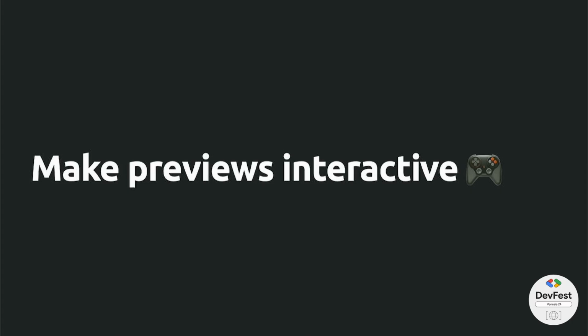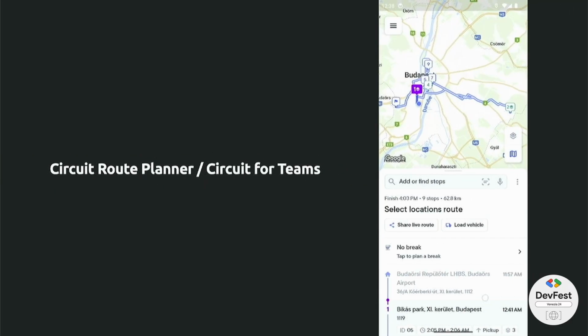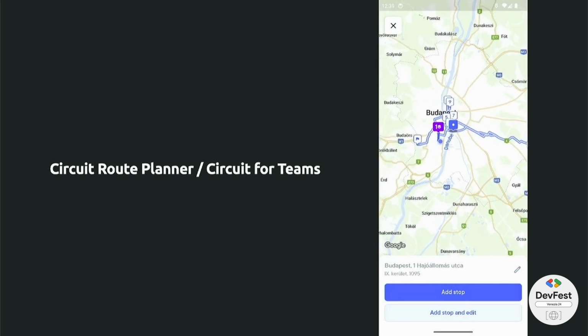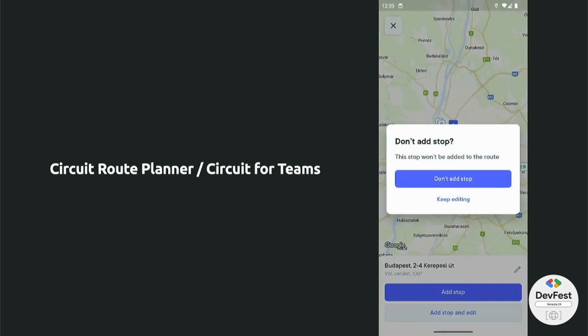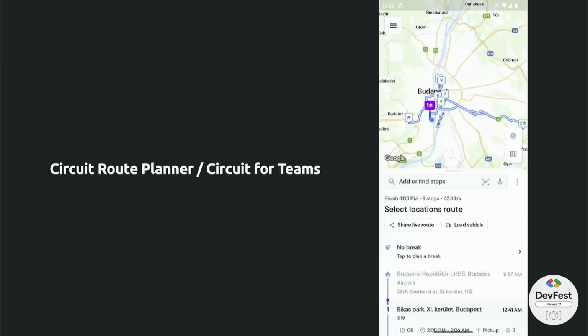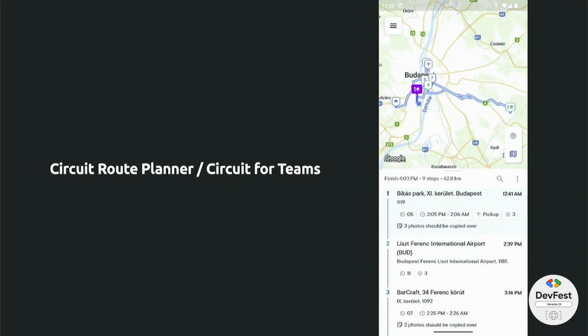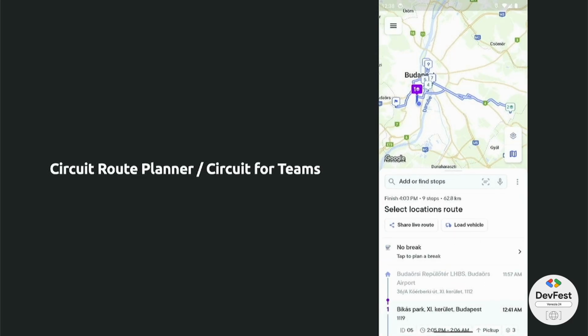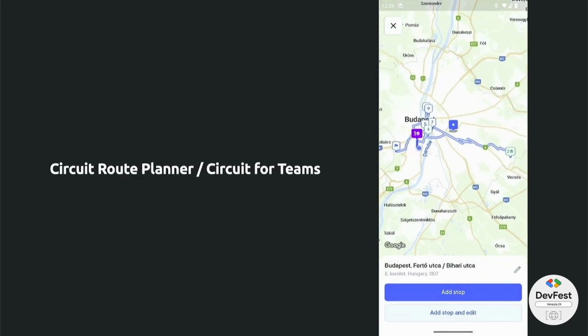Let's get to a topic that is actually really dear to me. Let's make previews interactive. And why is that important? Well, a bit of a side note. This is some part of our app, or our apps actually, Circuit Route Planner and Circuit for Teams. And we have a lot of micro animations going there. If you look at this video for a couple of seconds, you can see that everything is pretty much animated, not just the map, but every small movement, interaction is there. And this means there are a lot of actual DP-based and size-based animations and visibility animations working in tandem to achieve this kind of UX.